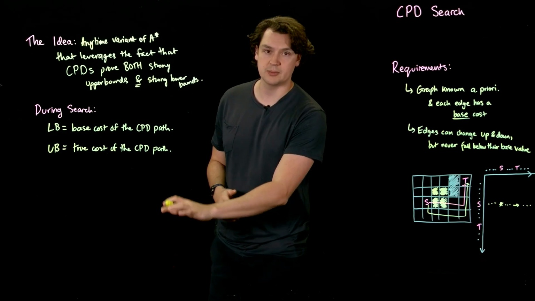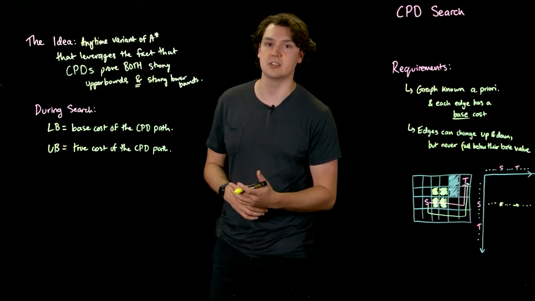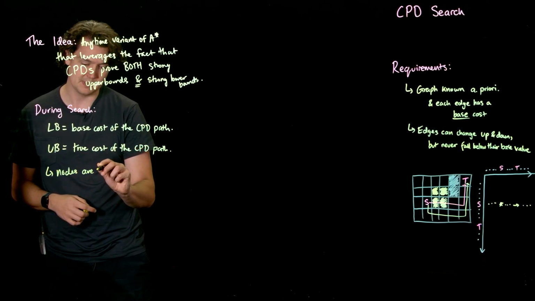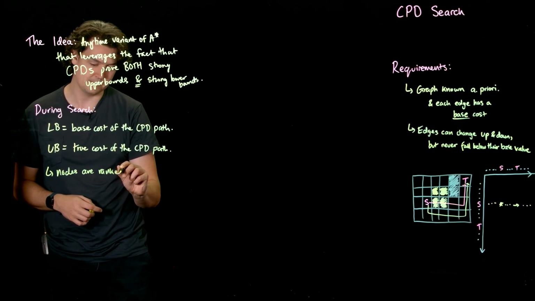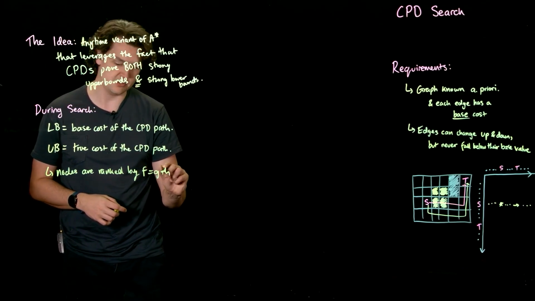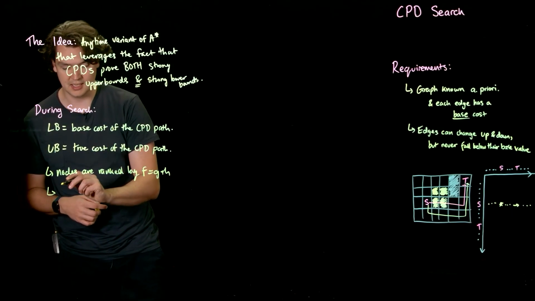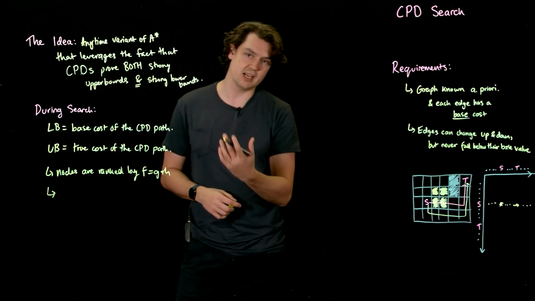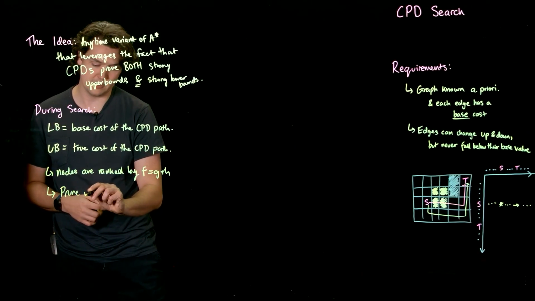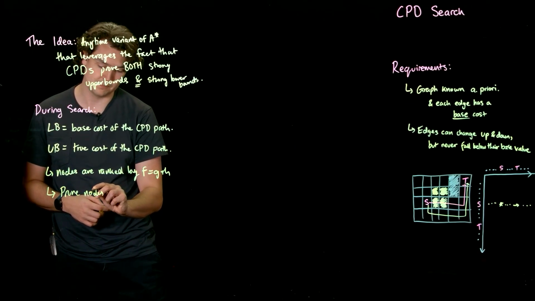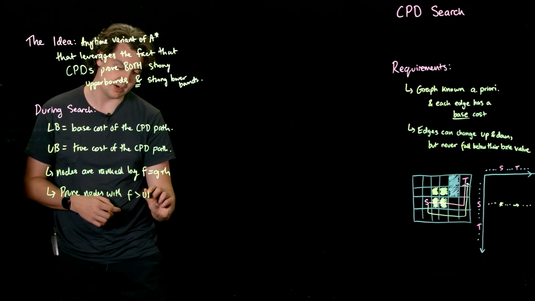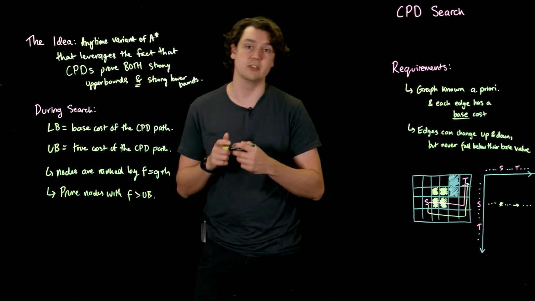So let's maybe write up some stuff here just to add to this conversation. As I said, nodes are ranked by f equals g plus h, of course, the standard A-star. Now, the other aspect of this, again, is that we prune nodes with f greater than our upper bound, of course. This is the idea of anytime search.